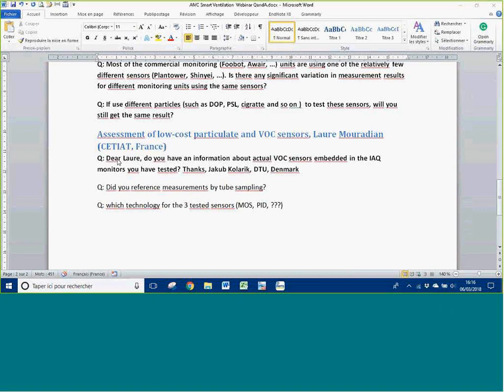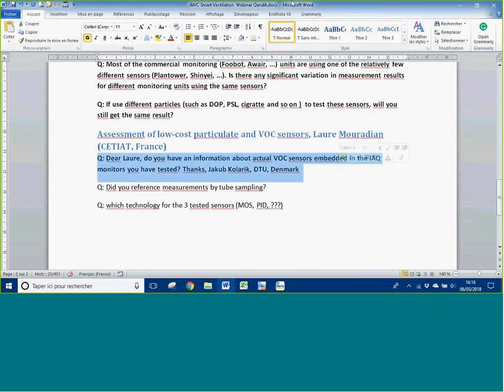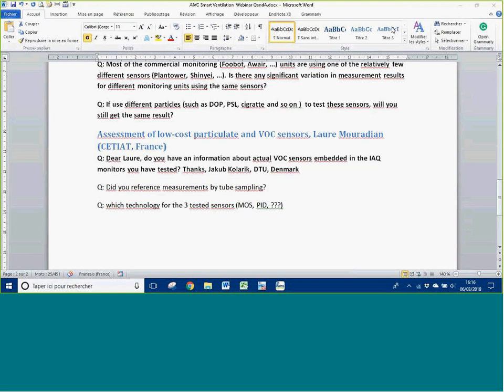So, yeah, the first question was: do you have information about the actual VOC sensors embedded in indoor air quality monitors you have tested? We know that those sensors are semiconductor, but we don't know the label or the manufacturer of the VOC sensors. I would say the small sensors, the 10 euro sensors. I don't know the manufacturer of them. We just wanted to buy the standalone sensors.